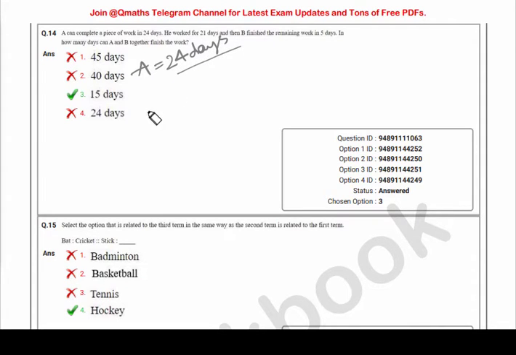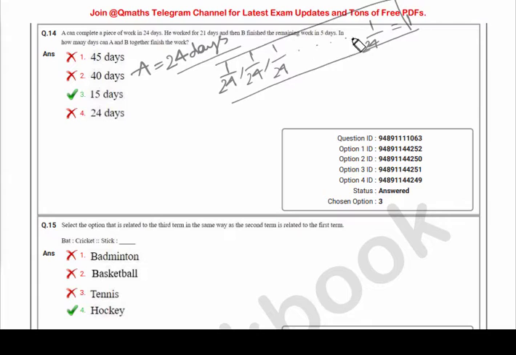So each day A contributes 1 by 24th of the work, right? The first day he'll contribute 1 by 24th, the second day he will contribute 1 by 24th, the third day 1 by 24th. Like that, he will contribute on the 24th day 1 by 24th. So if you just add all this, you will get 1. This is the basic concept of work problems.